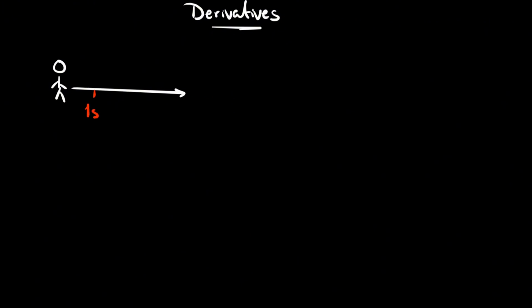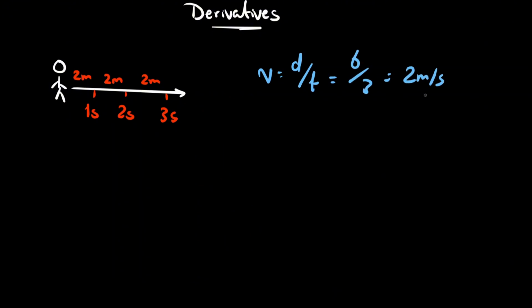So after 1 second, you covered 2 meters. After 2 seconds, you covered 2 more meters. For the third second, you covered 2 more meters. That's the sum of 6 meters in 3 seconds. You can just get the speed by dividing the distance over the time, which is 6 divided by 3 equals 2 meters per second. And that's the speed.